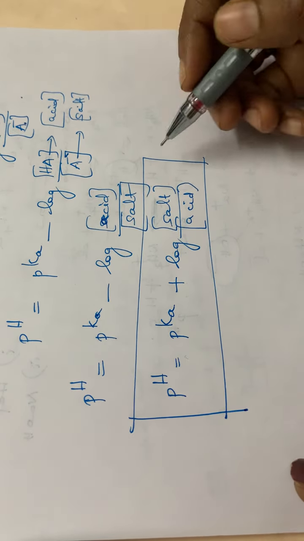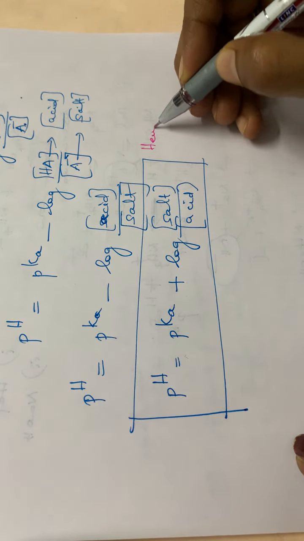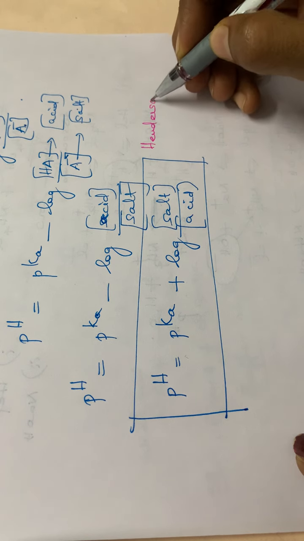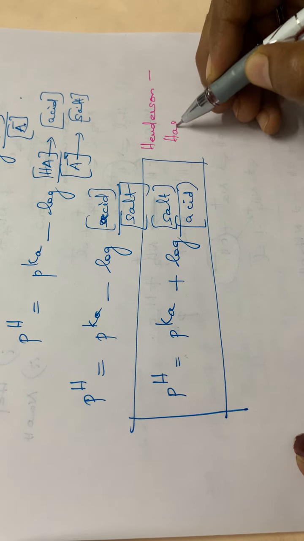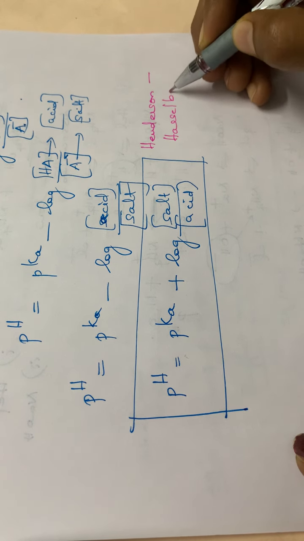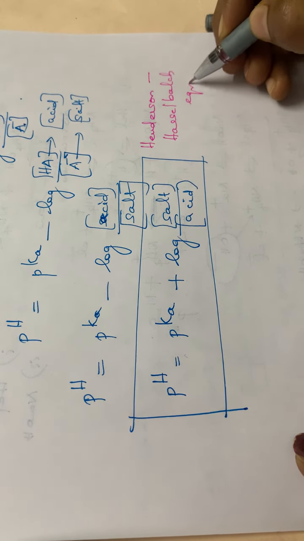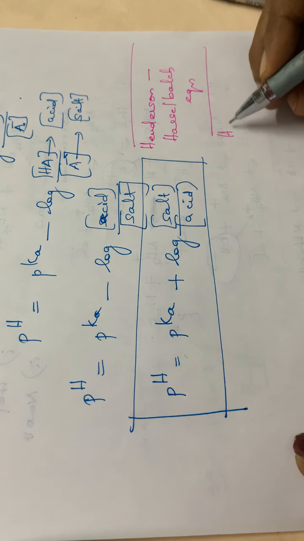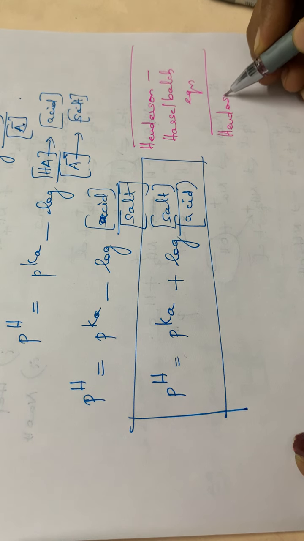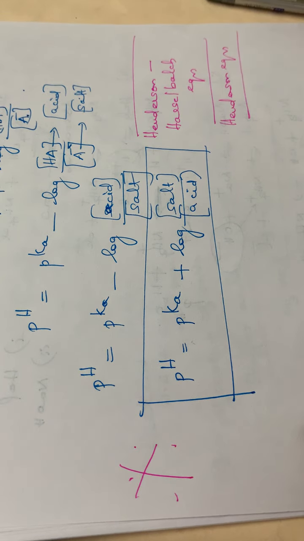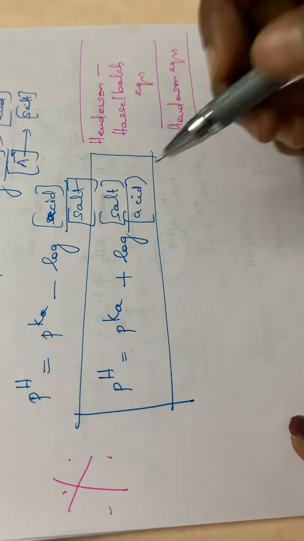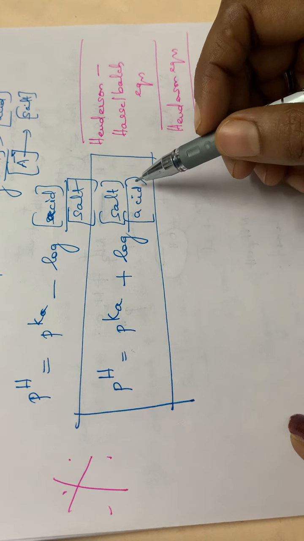It is very important. It can be simply said as the Henderson equation, or the Henderson-Hasselbalch equation, H-A-S-S-E-L-B-A-L-C-H. This is very, very important. You have to study this. And this is the Henderson equation for an acidic buffer.